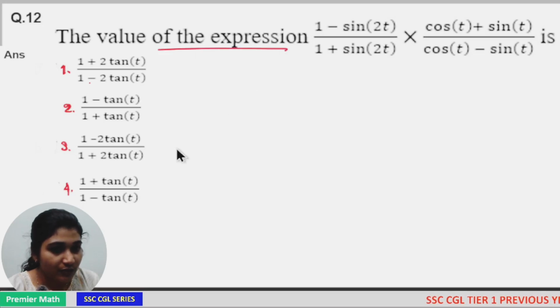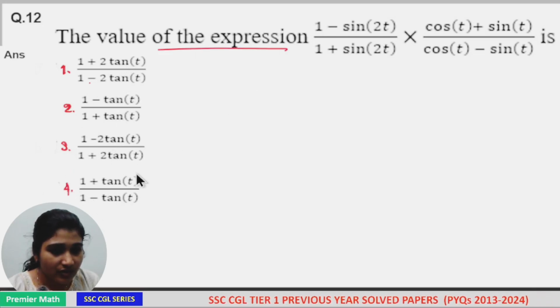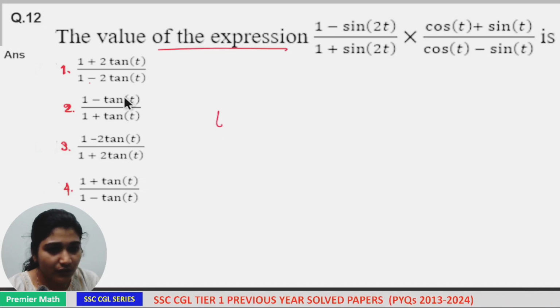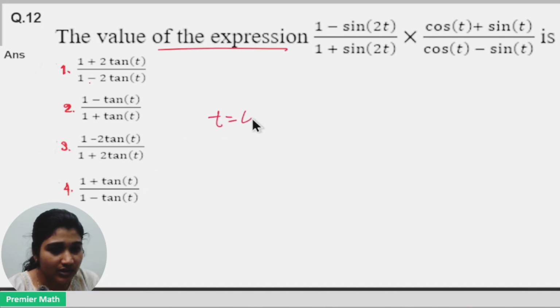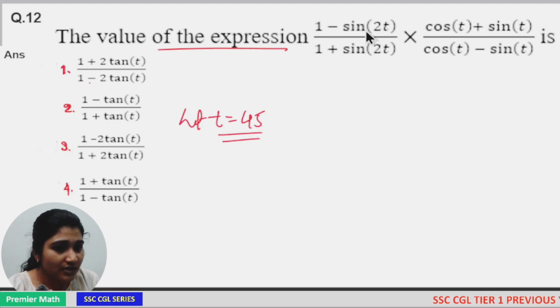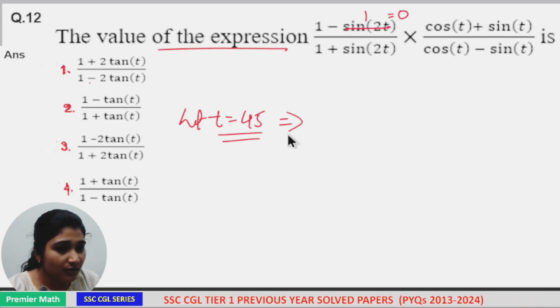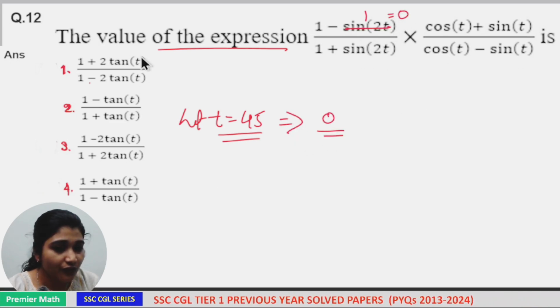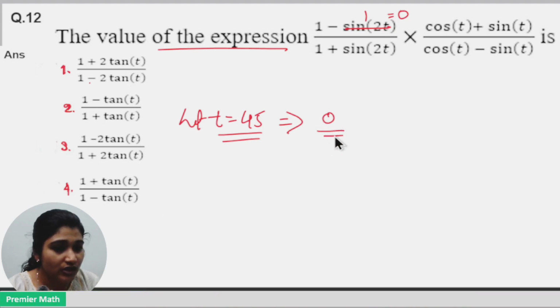The value of the expression is here. If you look at the options by structure, it can give different values if we put t as 45 degree. So let us consider t as 45 degree. Then sine 2t becomes sine 90, which is equal to 1. 1 minus 1 will give you 0. 0 into anything is equal to 0. So this expression value is equal to 0. So find the option which will give you 0 as the value when you put t as 45 degree.